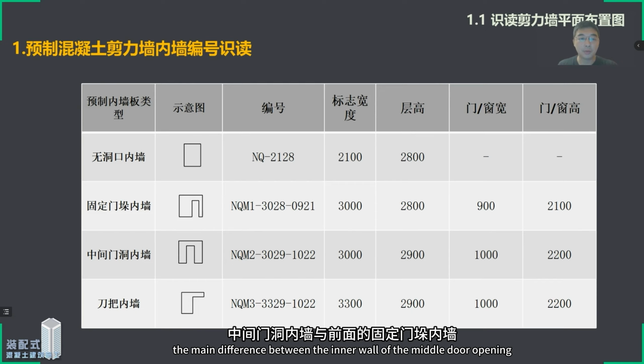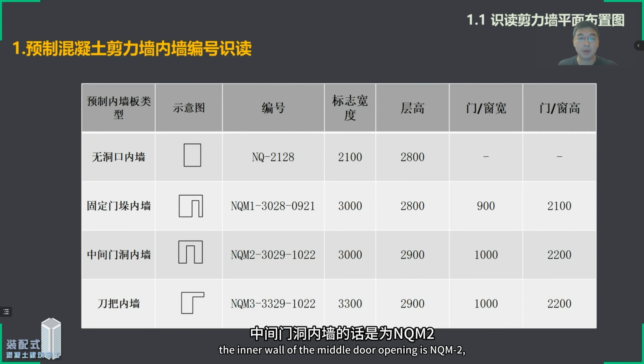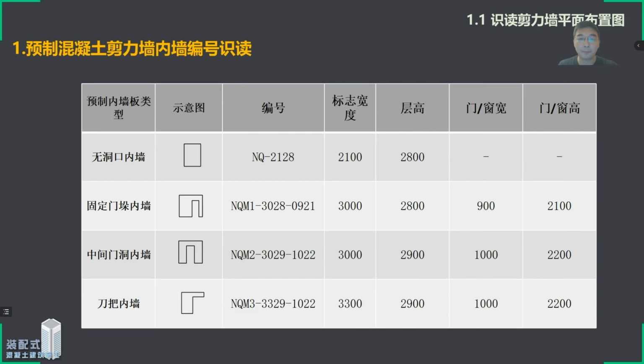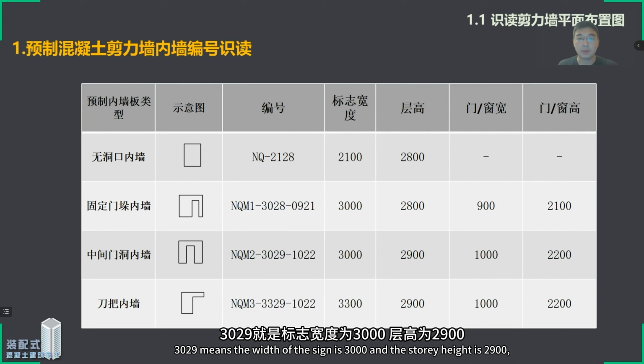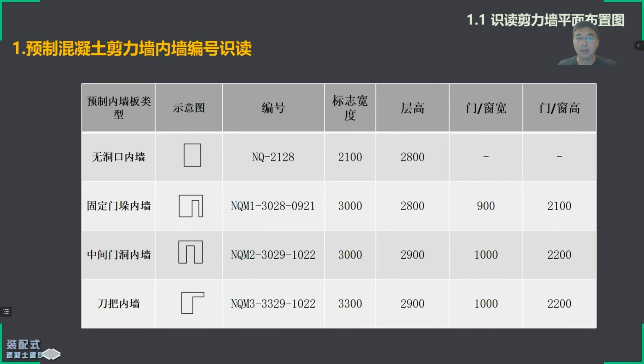The main difference between the inner wall of the middle door opening and the inner wall of the fixed door buttress in the front is NQM1 versus NQM2. The inner wall of the middle door opening is NQM2. 3029 means the width of the sign is 3,000 and the story height is 2,900. 1022 means the width of the door is 1,000 and the height is 2,200.